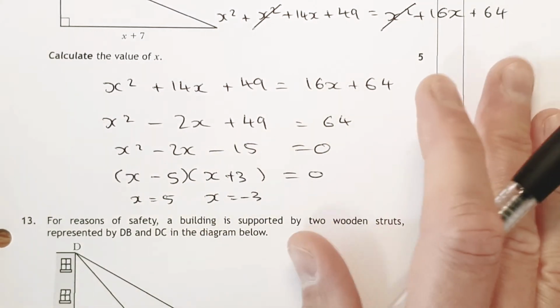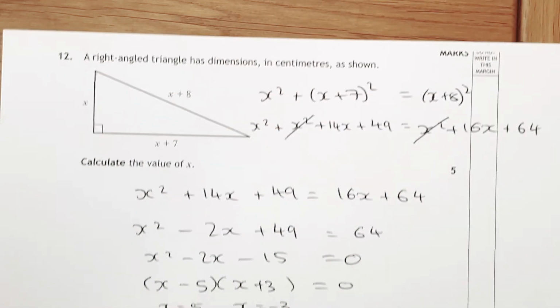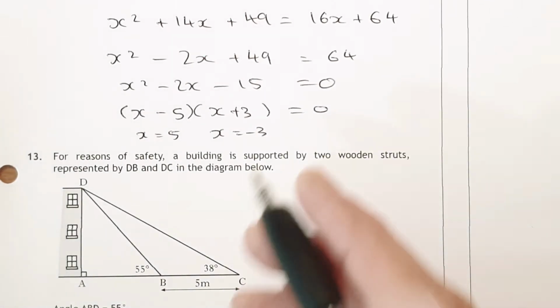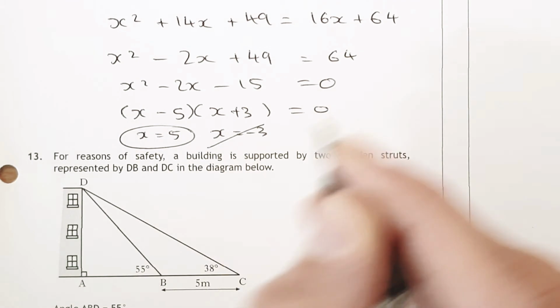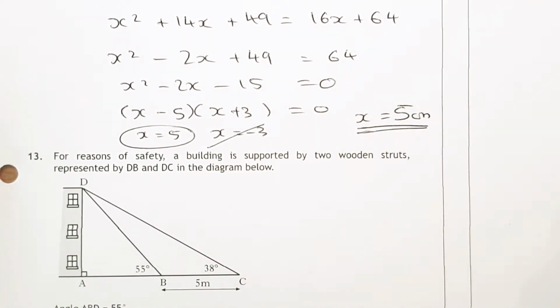Now, it's a length, and you can't have that measurement there being negative 3. That doesn't make any sense. So it has to be 5. So therefore, we can score that one out, and we can say that x equals 5 centimetres.